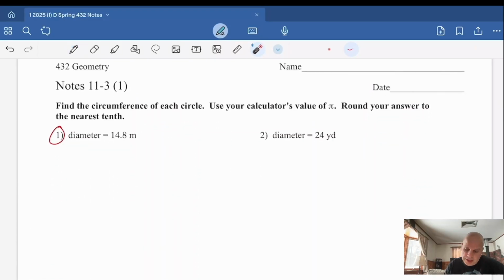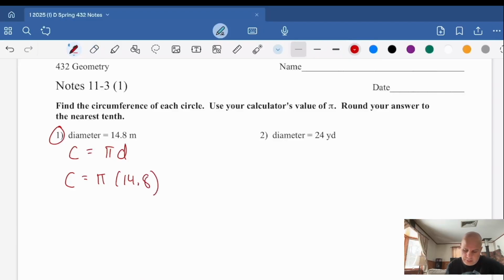So we're going to write down our formula. Since we know the diameter, we're going to use circumference equals pi times diameter. Then I'm going to replace the diameter with what's given. So circumference equals pi times 14.8. Then I'll jump to my calculator. And when I type that in, I'm going to get a whole bunch of different decimal places here.